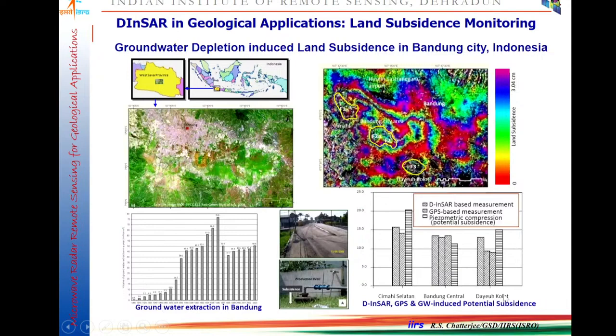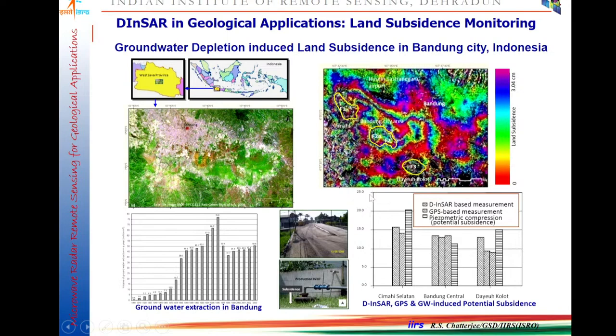Okay. Now these are the different examples. For example, we have studied the case of Indonesia. In Indonesia, in the Bandung area, you see different patches are subsiding. Even one patch is very close to the airport, one patch in the city center. Why is this subsidence taking place?